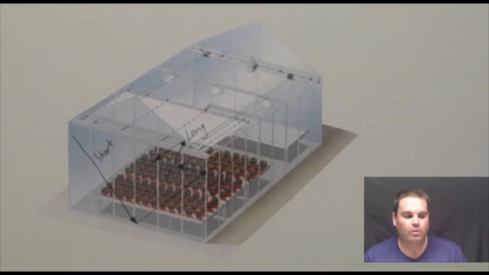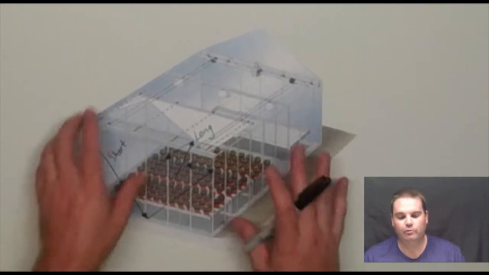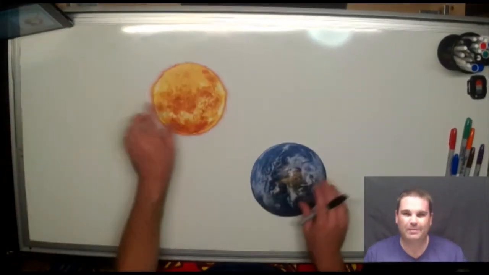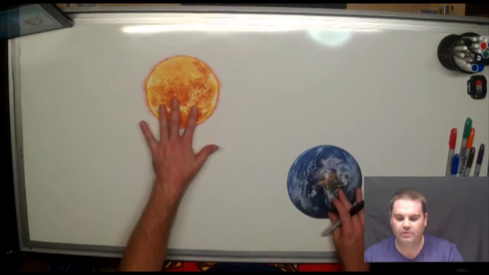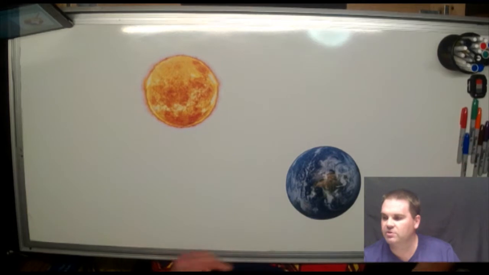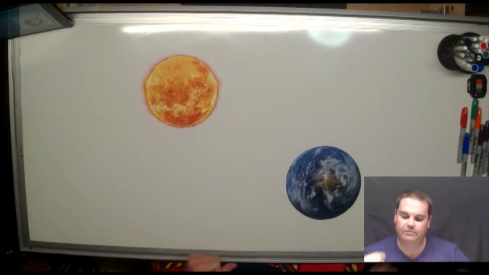So why do we call what's occurring in the Earth the greenhouse effect? Well, what I've done here is I've just whipped up a couple of diagrams. And what I've got is the sun and the earth here. And I want to explain to you what we mean by the greenhouse effect.